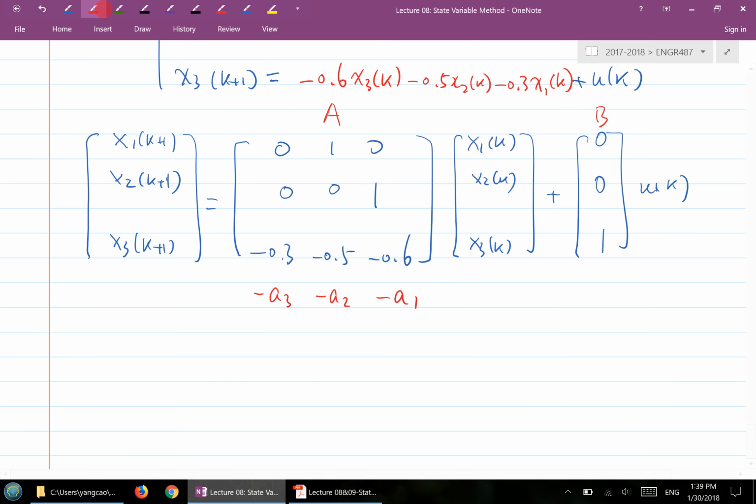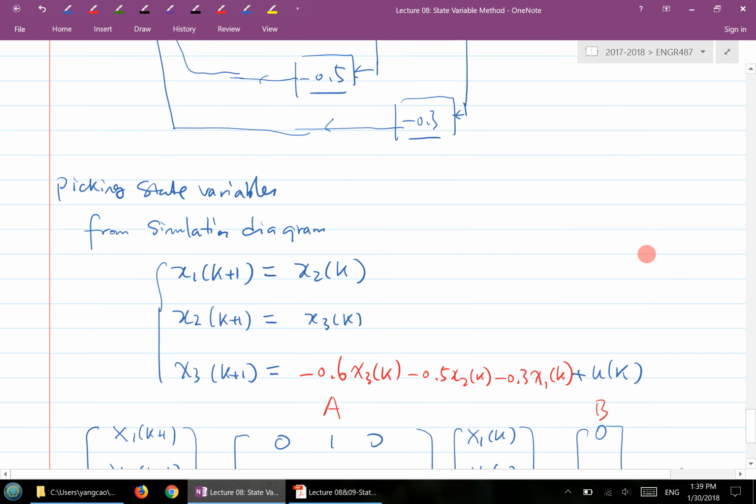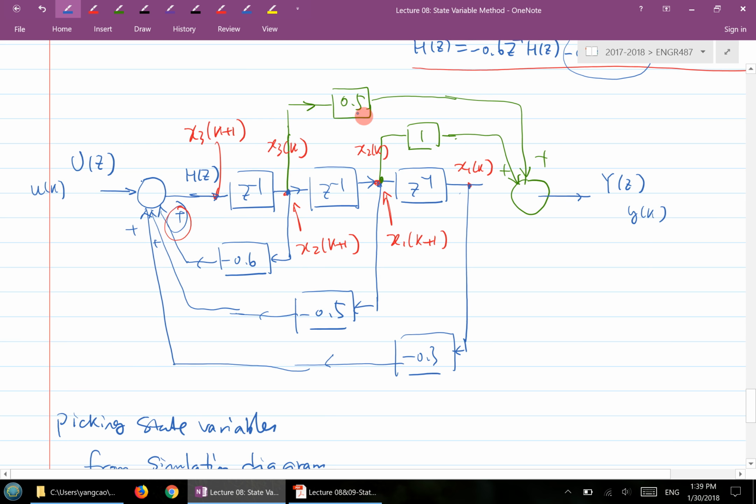And don't forget the output equation. So we have our output equation right here. You can also get the output equation, same thing, from the simulation diagram. So if you look at the output equation, that's equal to what? 0.5 times x3 plus 1 times x2.